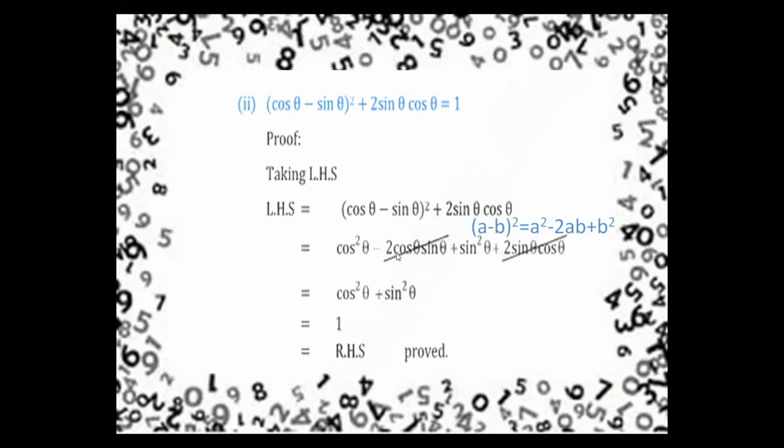Now this is in plus and this is in minus, so they both will cancel each other. The remaining part of the equation will be cos squared theta plus sin squared theta. And as we have shared in the previous slide, cos squared theta plus sin squared theta is equal to 1. Now this is the right hand side of the equation. Now we have proved left hand side is equal to right hand side.